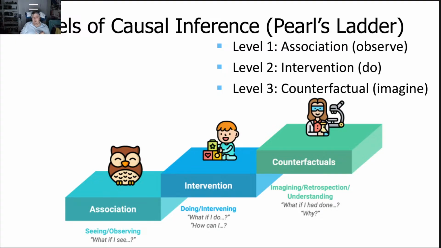So here, as we can see, the more complication arises when we move up in levels of this ladder. Association is the easiest one. We see and observe, and from these observations of certain variables, we want to predict something else.